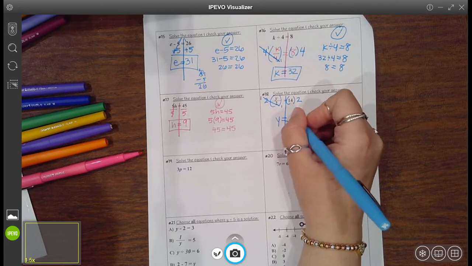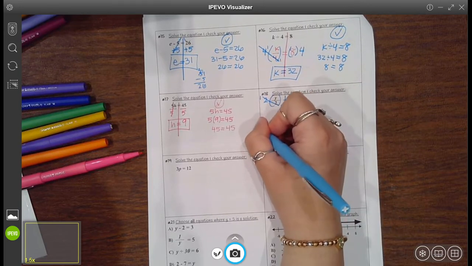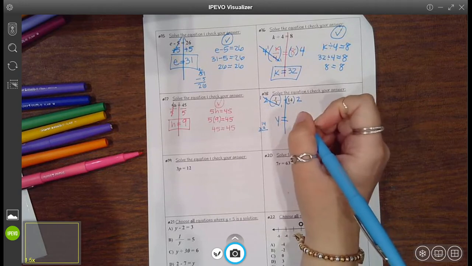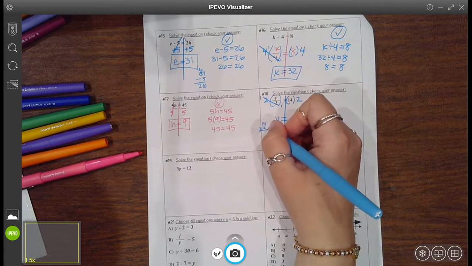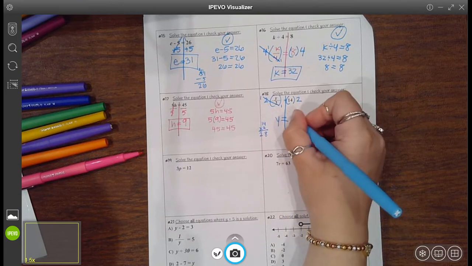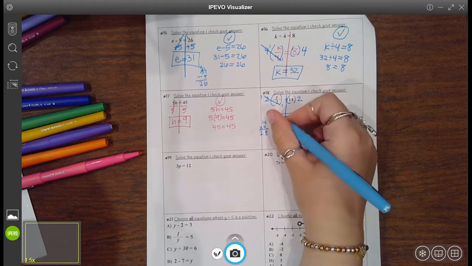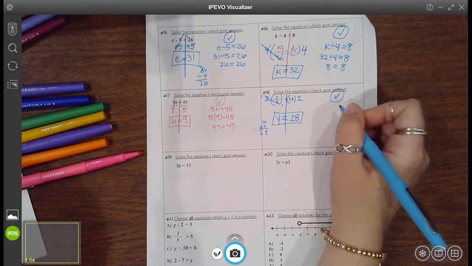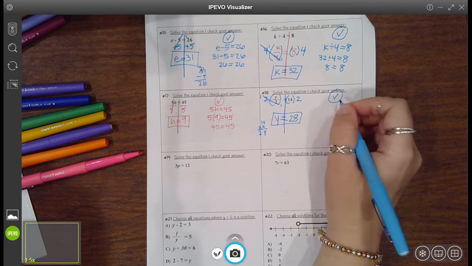14 times 2, if you need to work it out, please don't be ashamed, okay? You're less likely to make a mistake if you take the 2 seconds to work it out. 4 times 2 is 8. 2 times 1 is 2. So you get 28. Okay, write that in the answer column, and then you check it, okay?